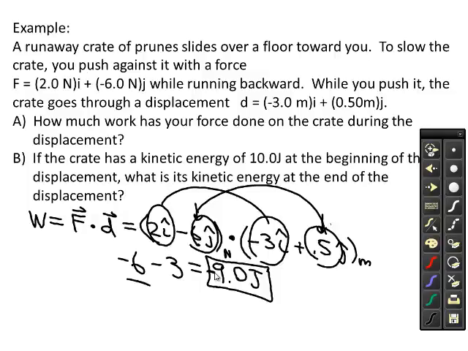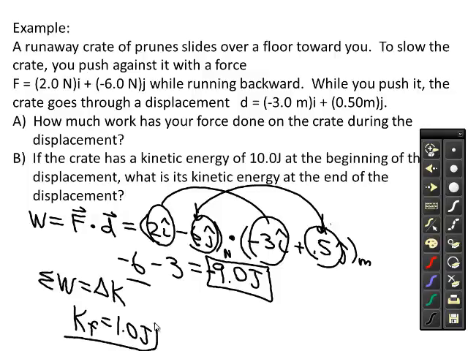So if the crate has a kinetic energy of 10 joules at the beginning of the displacement, what's its kinetic energy at the end? All right, well, the total work equals the change in kinetic energy. So we've lost 9 joules, so we're down to 1 joule. So K final is 1 joule of kinetic energy. If they wanted us to, we could find the new velocity by taking 1/2 mv squared and solving for v.